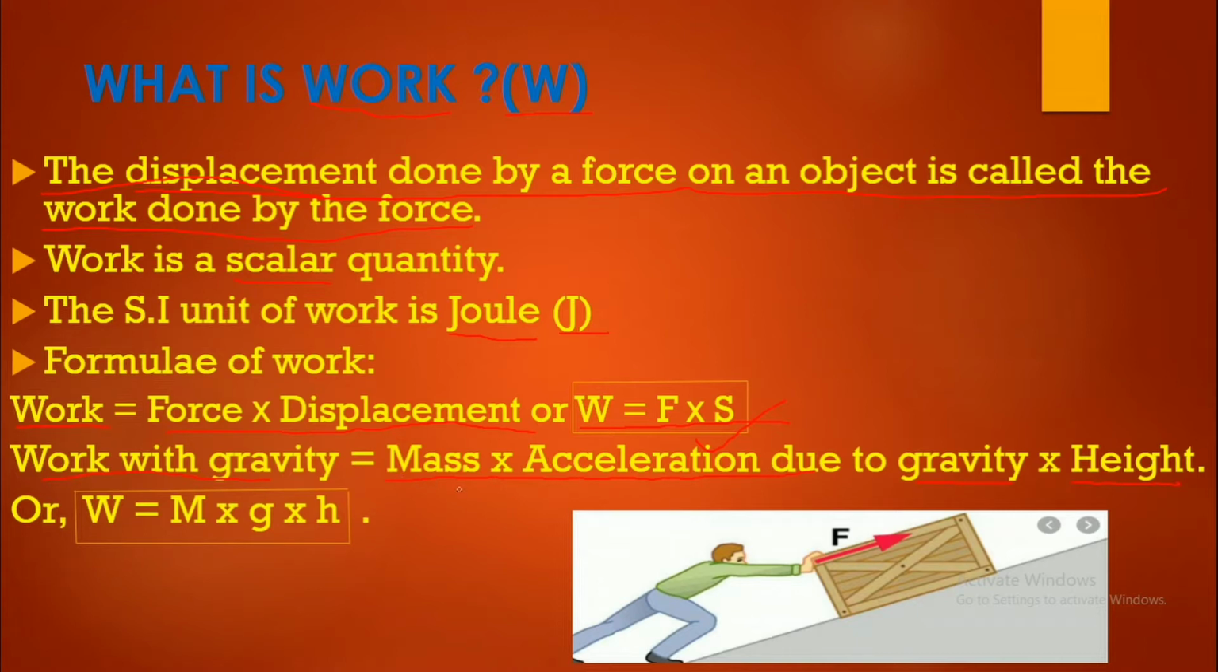Work with gravity is equal to mass into acceleration due to gravity into height. Here force, we know what is force. Force is mass into acceleration, but here we will take acceleration due to gravity because the work is with gravity, and the displacement will become height. Or we can say W is equal to mgh. So let's move ahead.